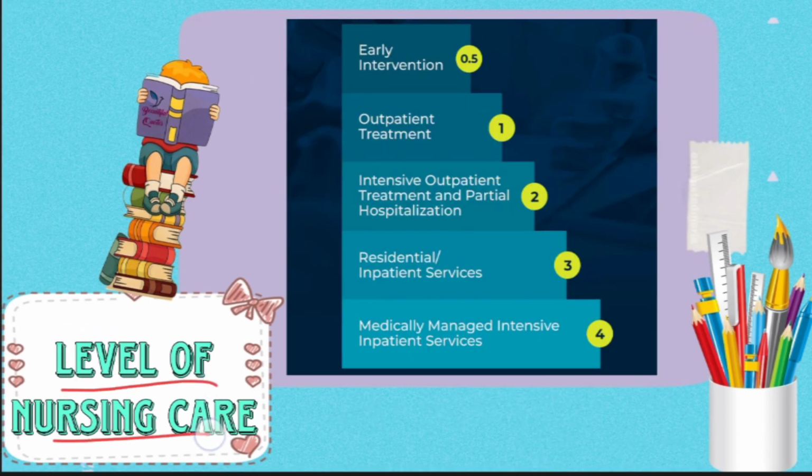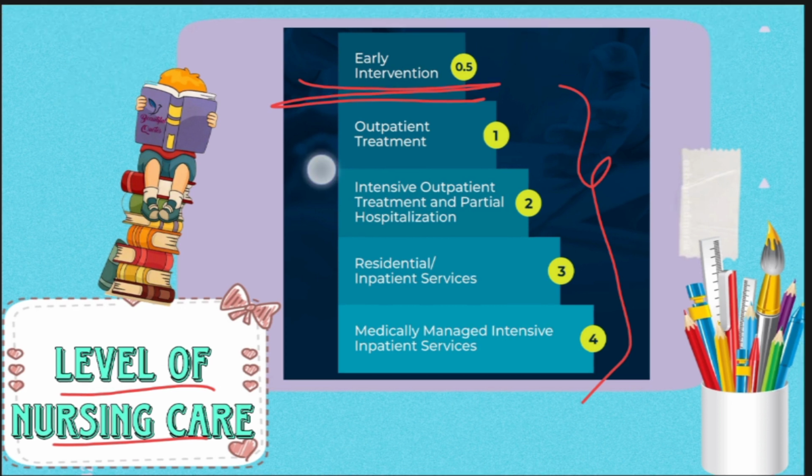Level of nursing care. These are the levels of nursing care. This one is not even the first, it is level 0.5. That is, before the first level we have early intervention, which is nothing but trying to protect a patient before they get ill. Outpatient treatment is level 1, and do remember, it is just for knowledge purposes. Knowing it briefly is enough.